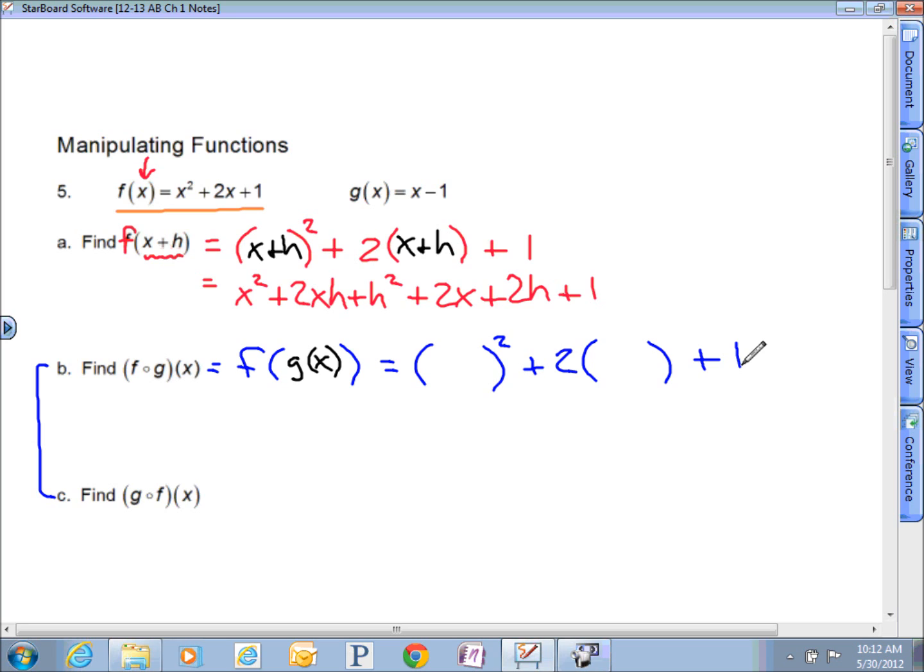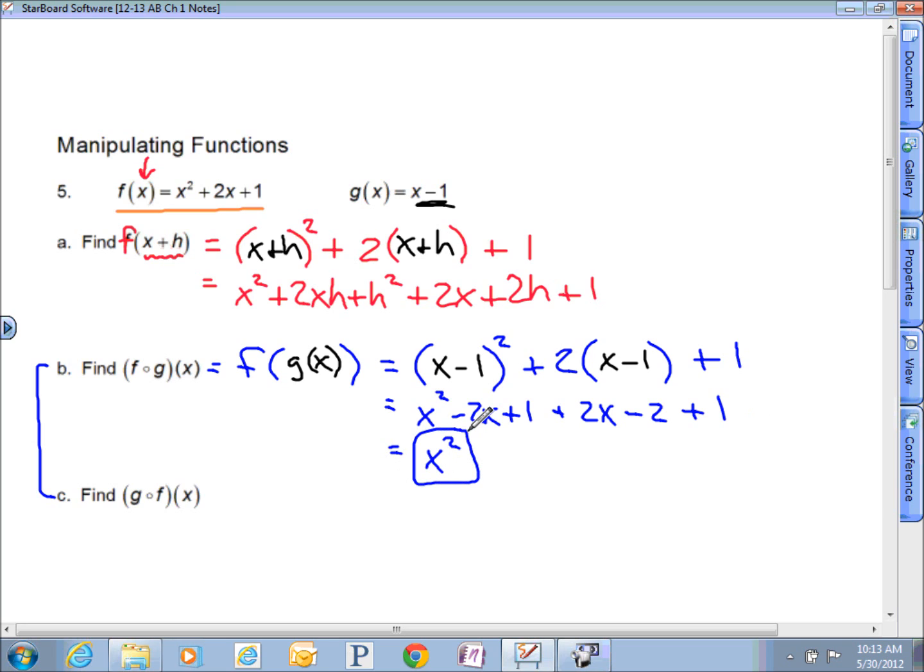Well, what's the g of x function? It's x minus 1. So everywhere we see a variable in the f function, we're replacing that variable with the g function itself. Now if we take this and actually go through and multiply it out, x squared minus 2x plus 1 plus 2x minus 2 plus 1. Clean all that up. What's that spell? Well, those two 2x terms are going to drop. Plus 1 minus 2 plus 1. After all is said and done, that composite function is just x squared.